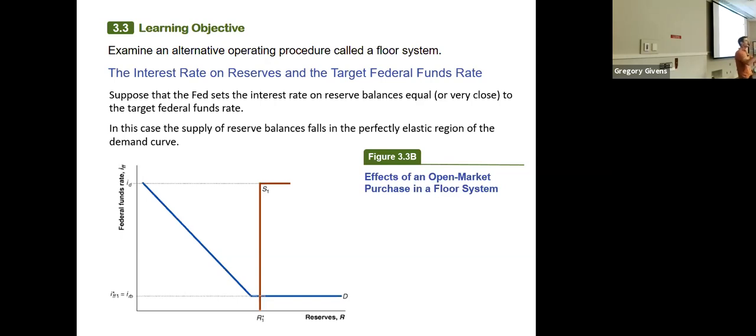Now, again, how does monetary policy work in a corridor system? If the Fed wants to change the federal funds rate, what does it do? It conducts open market operations and moves around the supply of bank reserves to move up or down the federal funds rate, because the intersection point always occurs along this downward sloping portion. How does the Fed target the funds rate in a floor system, however?